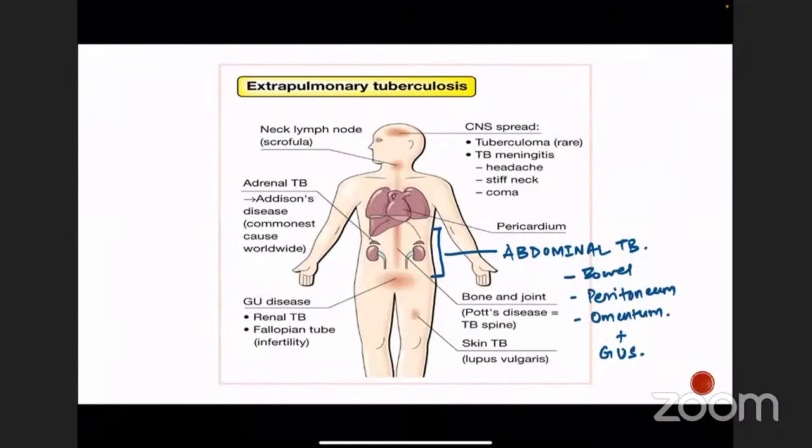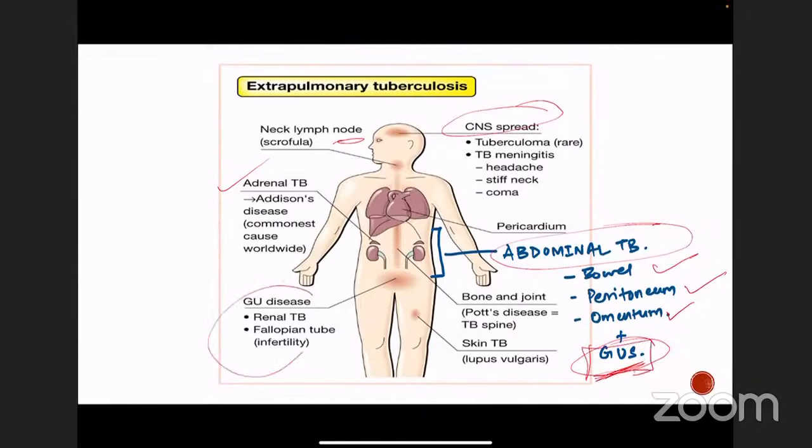Here I have shown one picture. From top to bottom: CNS, neck, where scrofuloma can occur, adrenal glands, abdominal organs. In the abdomen, we can consider bowel, peritoneum, and omentum, with bowel, mesentery and mesenteric lymph nodes, and the genitourinary system. But we are not going to discuss the GUS here, as it will be discussed separately in the gynecological part. Other than this, there are pericardium in the thorax, bone and joint causing Pott's disease, and skin tuberculosis. So this was about extrapulmonary sites.